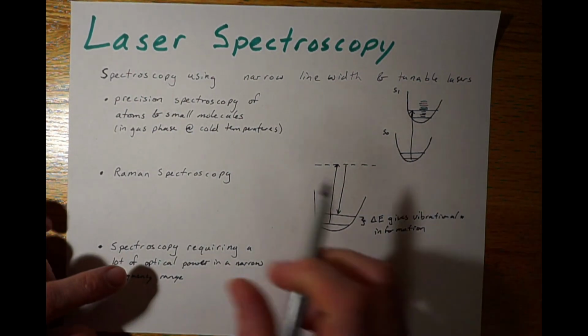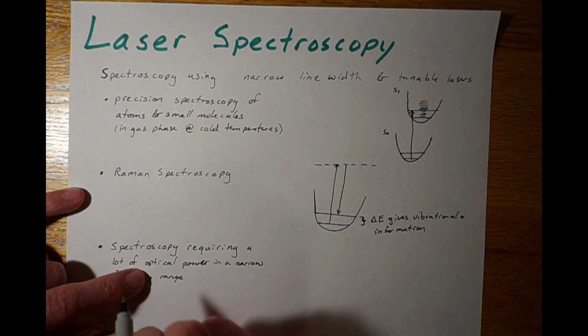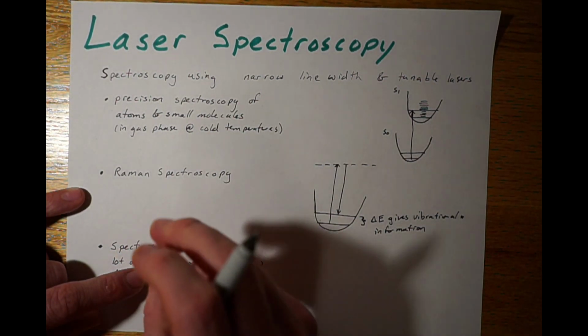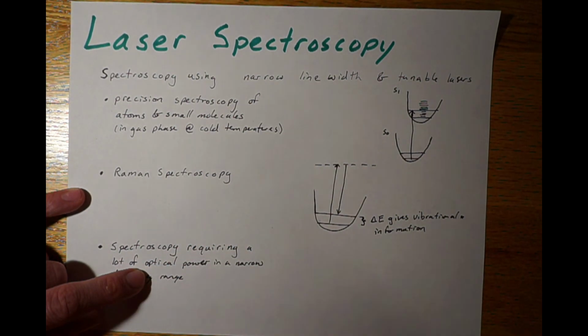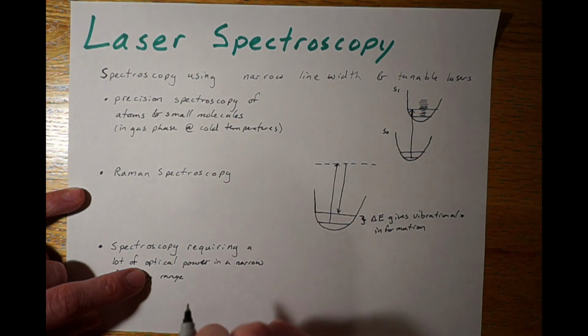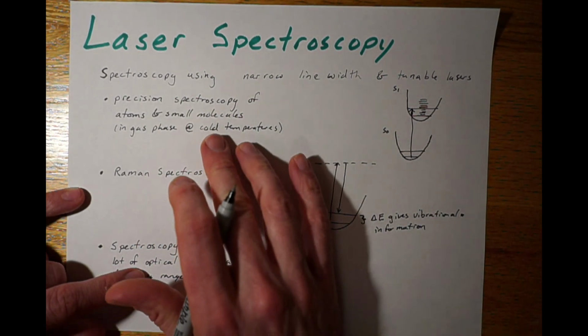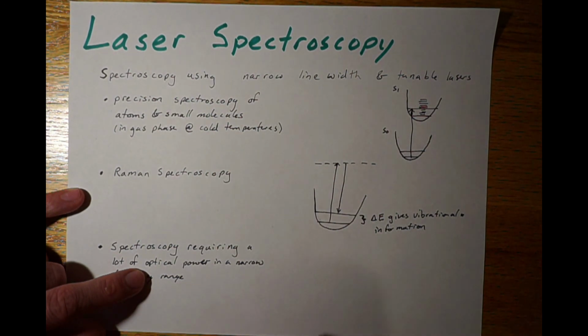And so with this precision spectroscopy, most of the time we're thinking about looking at spectroscopy of very small atoms and small molecules. We're probably looking at something in the gas phase, where there are no interactions between molecules to broaden the line widths of those quantum mechanical transitions. Probably also looking at very cold temperatures, where again those line widths of atomic and molecular transitions are much sharper.